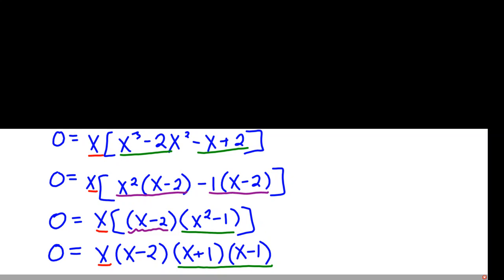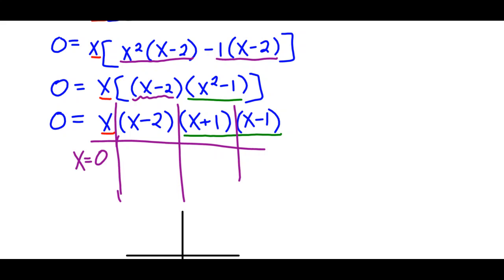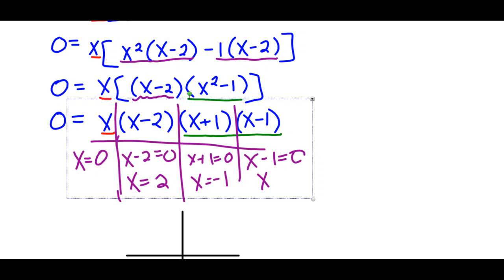So finally, we want to do a t-chart. So we're going to set each of these factors equal to 0. And we can solve. So we have x equals 0, x equals 2, x equals negative 1, and x equals a positive 1. And those right there are our zeros.